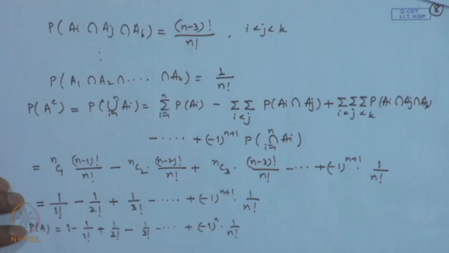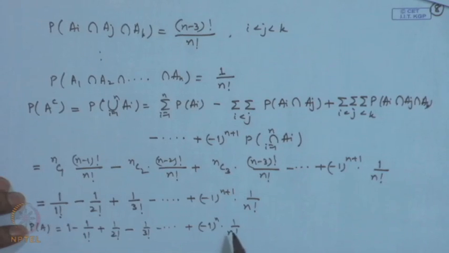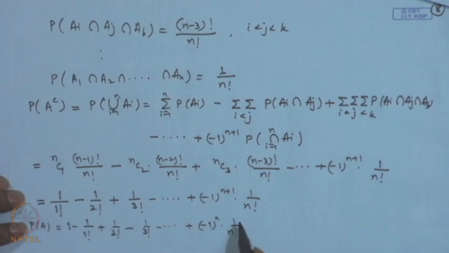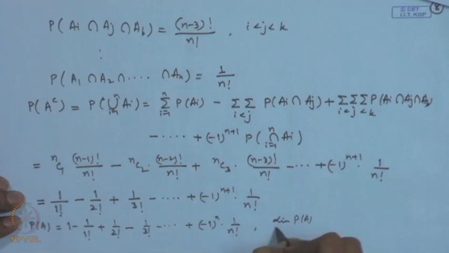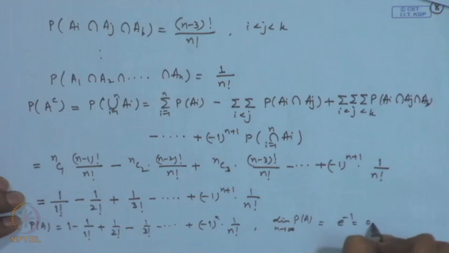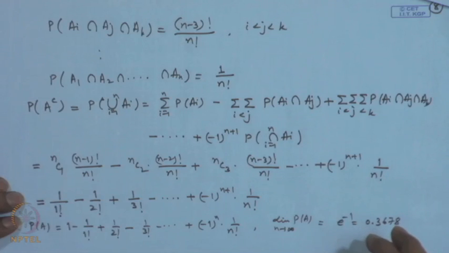In fact, you can see that as n tends to infinity, this is nothing but e to the power minus 1. So, limit of probability A as n becomes large is simply e to the power minus 1, that is 0.3678. That means, nearly 37% of the time the event that none of the objects occupies the correct place will be true, which is quite high probability.